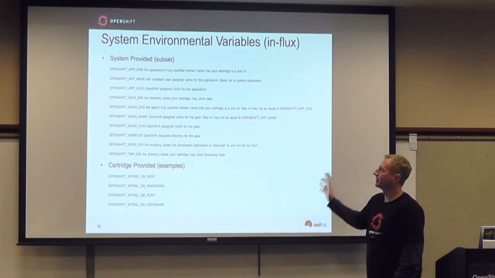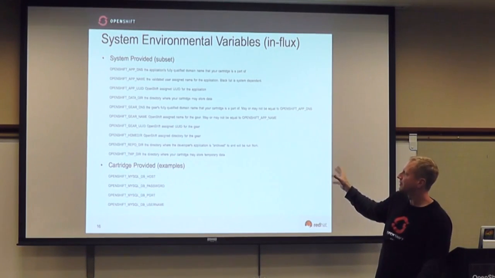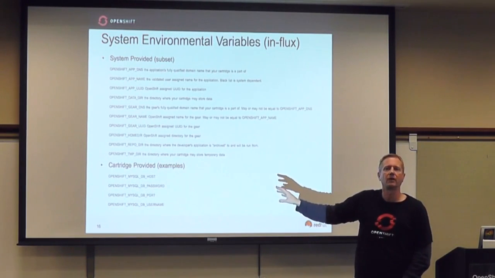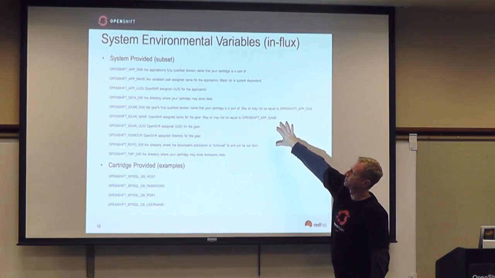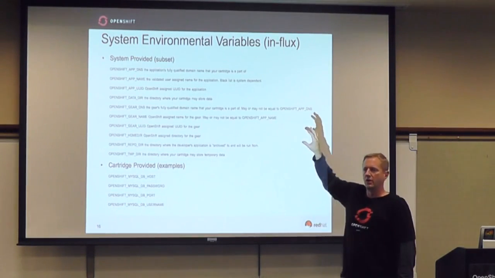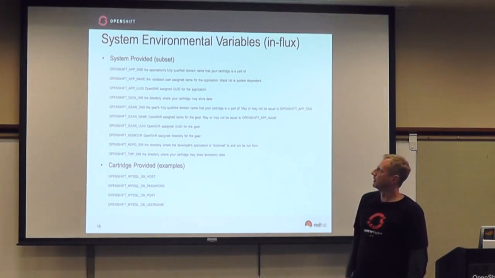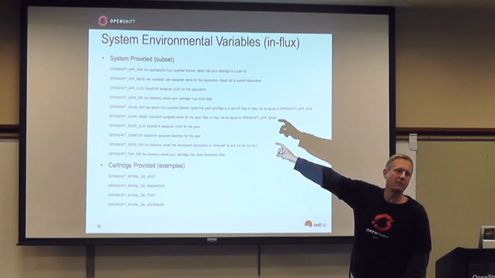Lots and lots of environmental variables. This one is also kind of in flux. This is pretty close. This is a subset of all the ones that are out there. There's different categories of environmental variables. These are the ones that are system provided. So the node is going to create all these for you, and these you can go reference. You're going to get all sorts of cool stuff, like what's the DNS of my particular application.